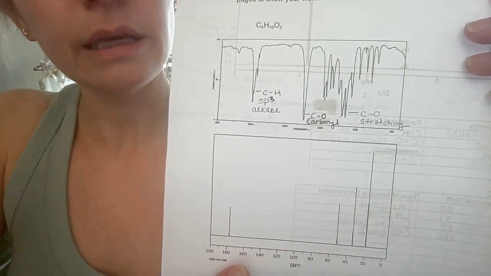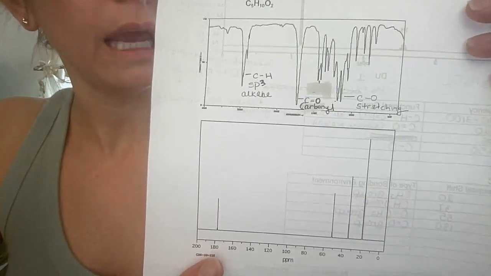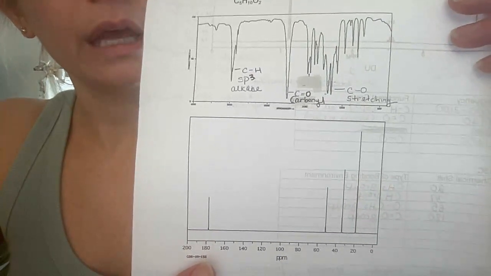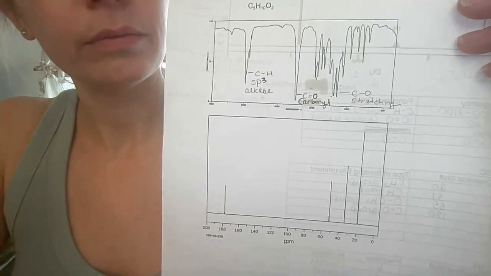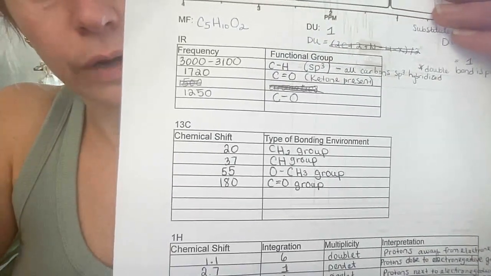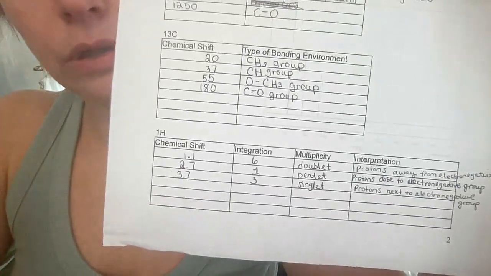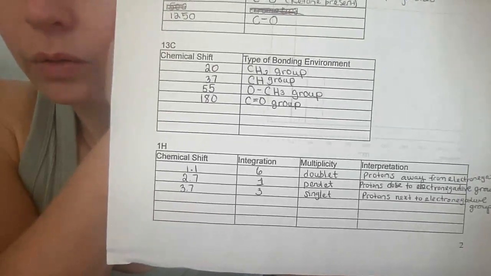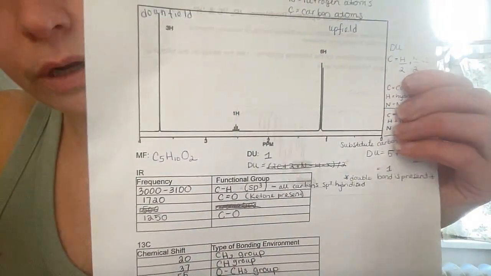And last but not least, we have a peak at around 180 parts per million, and this would indicate that C is double bonded to O. On the previous page, I have all of these values filled in right here. In the last table, we're going to look at chemical shifts and other characteristics of protons in the molecule. The last table is going to reference this chart up here.